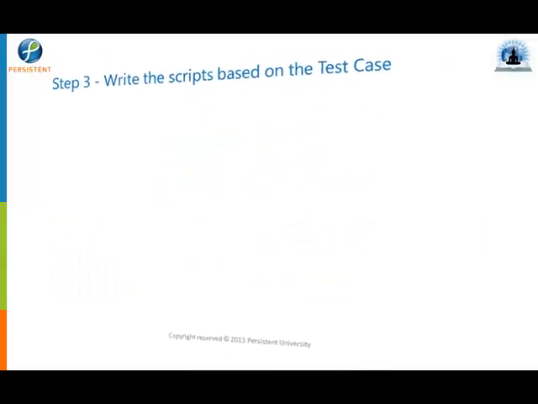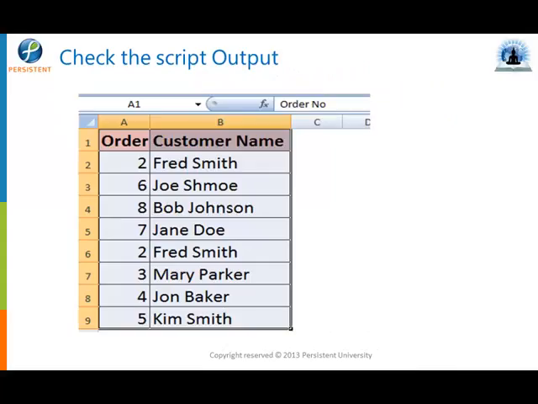Let's check the script output. Once the script is run, the output can be obtained from the Excel as follows. Order number and respective customer name.